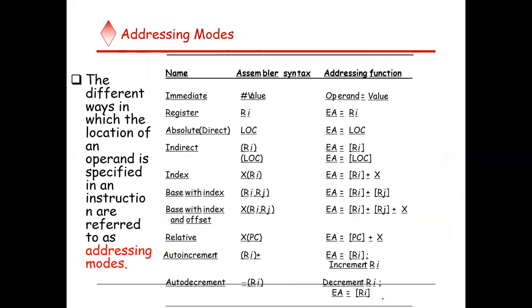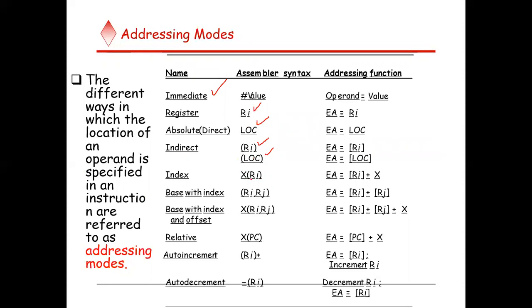So we have studied the different addressing modes. Immediate means the value is directly given in the instruction. Register means the operand is present inside the register. Absolute or direct means the value is present inside the location. Indirect means an address is specified; go to that address and the content is taken. Even the location can specify an address, and inside that address one more address is present; go to that particular address and there your operand is present.